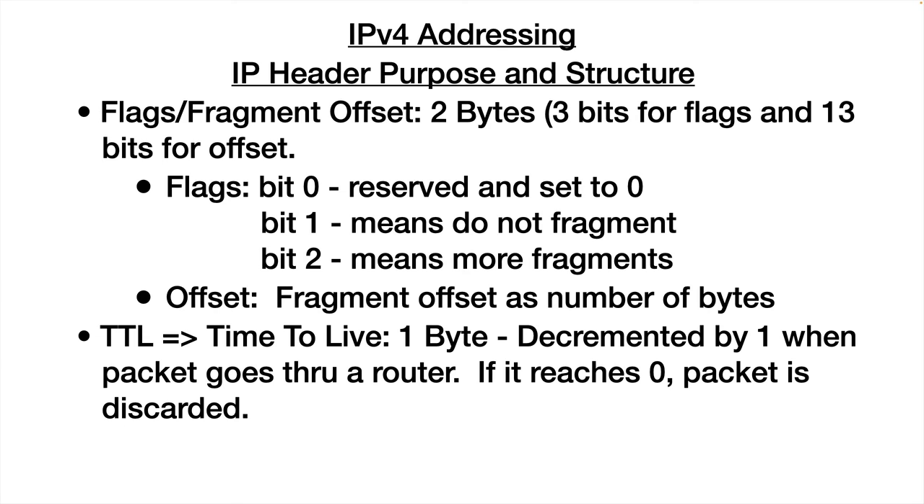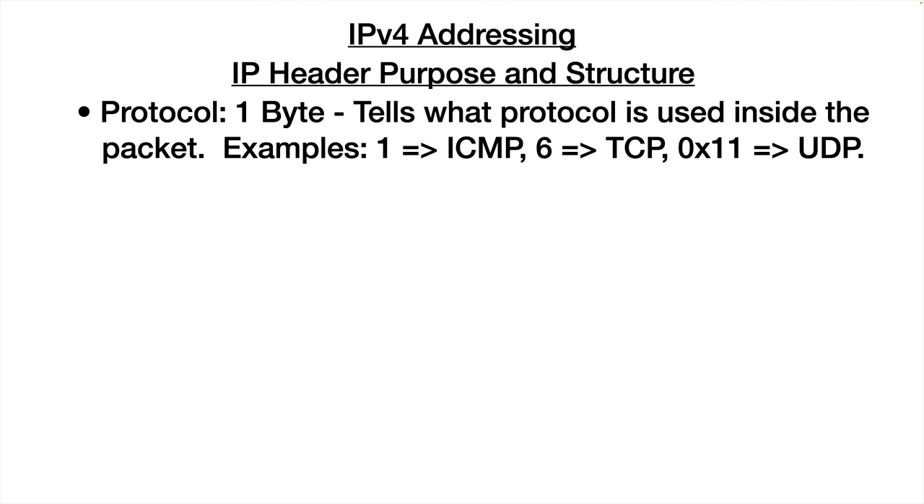The time to live is 1 byte. Like I said in a previous lecture, common values for that are 128 or 255. Every time this packet goes through a router, that value is decremented by 1. If it ever reaches 0, it means the packet is in some kind of loop and the packet is going to be discarded. The protocol tells us what protocol is encapsulated within this packet.